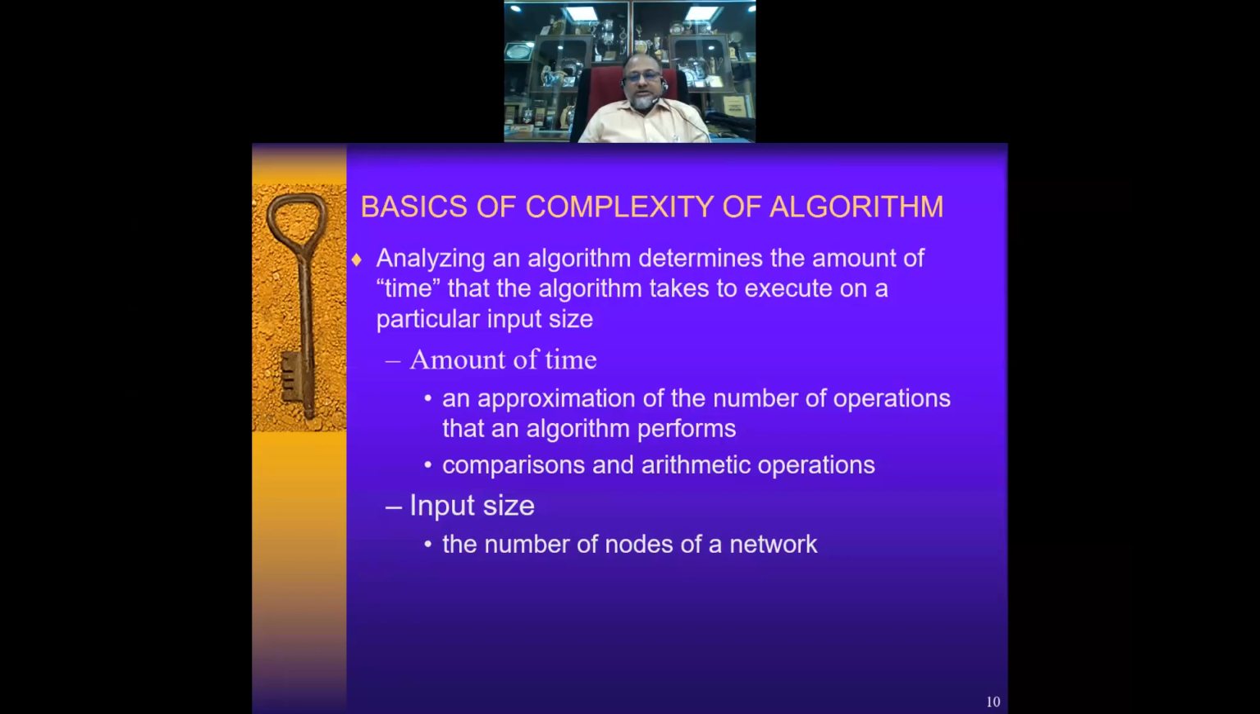What number of operations? Is it possible to calculate each and every operation in an algorithm? Definitely not possible. So mathematicians usually consider only comparisons and arithmetic operations as the elementary operations. All others are taken care of. Then what about the input size? If I am considering a network or graph, the number of nodes is the input size. In the example we already considered, the number of nodes is 6. So here the input size is 6. In an n-node network, we consider the input size as n.